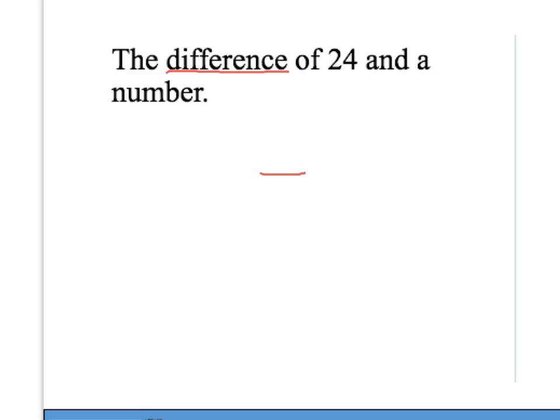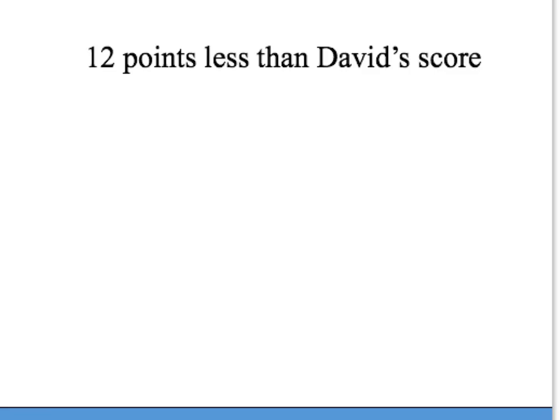It says the difference of 24 and a number. Well, I don't know what number they're talking about, so I'm going to refer to that as a variable. So 24 minus x. This is an algebraic expression because 24 is a number, it has an operation sign, and it has a variable. On the right-hand side, let's go ahead and translate this phrase into an algebraic expression.